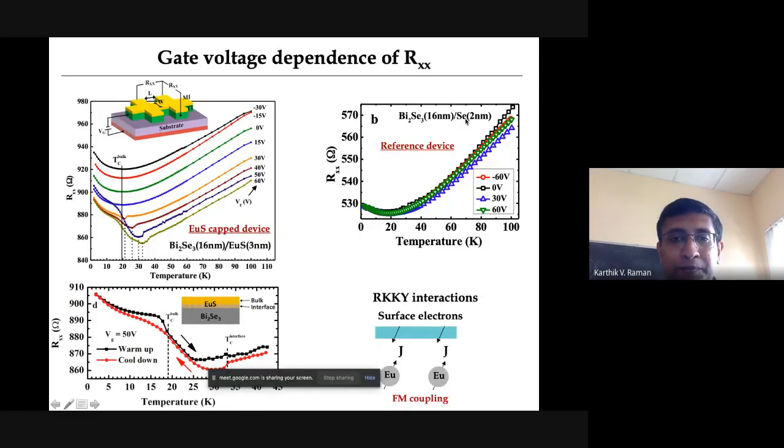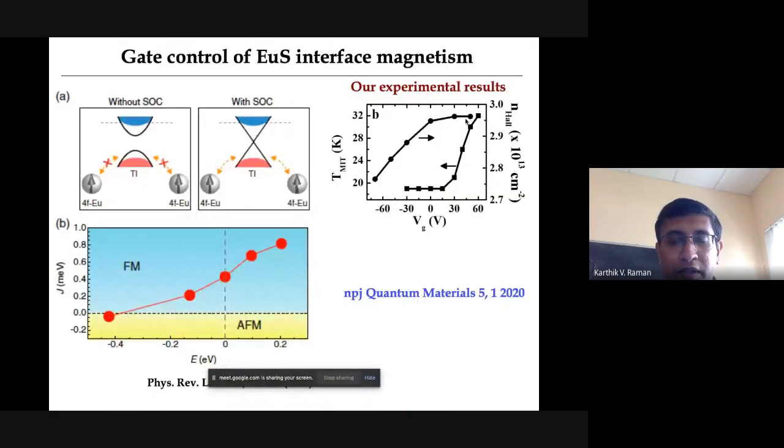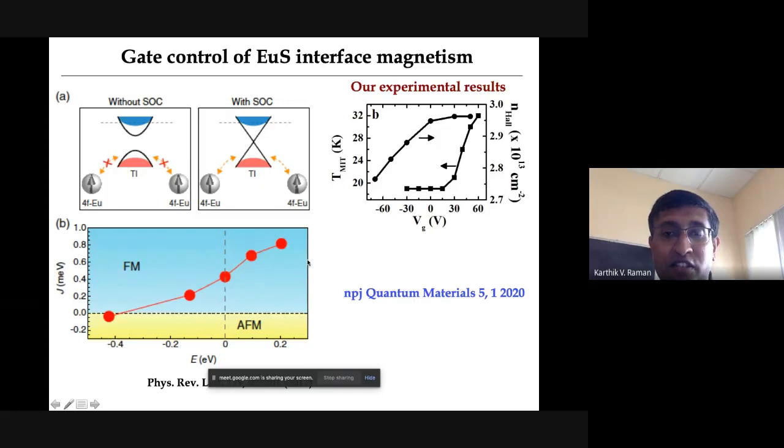Okay, so the RKKY interaction is somewhat interesting. This is just summarizing our work, which is published in Quantum Materials, and which is also in agreement with previous theoretical work, where they predicted that you could induce indirect exchange through the surfaces of the TI to give rise to enhanced exchange interactions in the europium sulfide material. So this primarily covers the first part of my session.